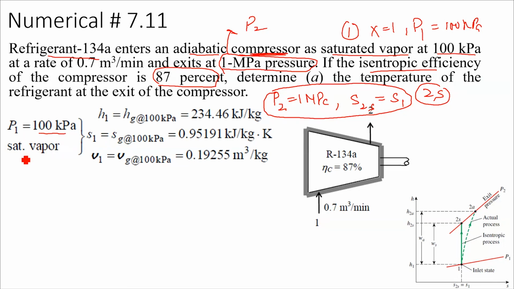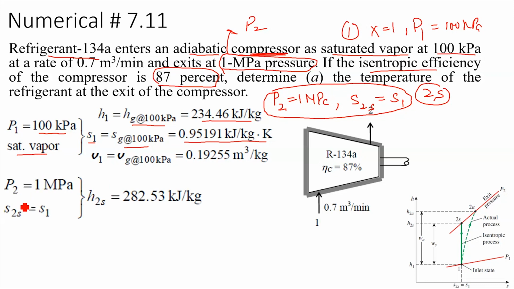For 100 kilopascal saturated vapor, H1 is equivalent to Hg at 100 kilopascal. You have found it out. S1 is Sg at 100 kilopascal. You have found it out. So for the inlet conditions, you have found out the entropy and enthalpy value. For the isentropic condition, you know 1 megapascal pressure, you know that the isentropic entropy is equivalent to the inlet entropy. You'll use these two properties to find out the isentropic enthalpy, which is H2S.